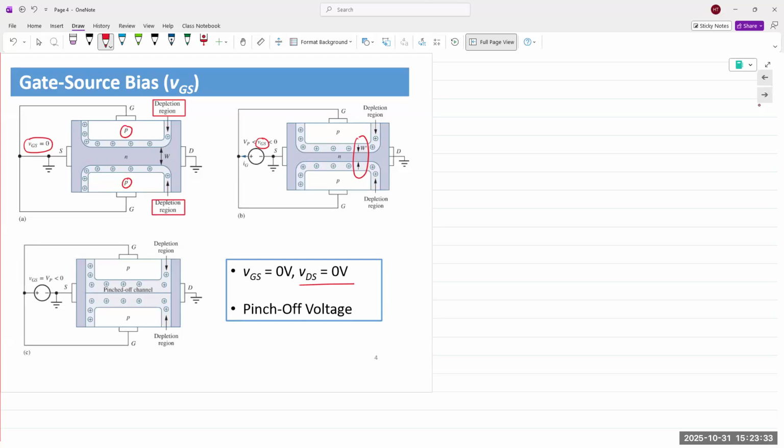So the W here refers to the width of the channel. Depletion regions are increasing on both sides, and the width of the channel decreases. You keep increasing the VGS voltage until both depletion regions merge together. When both depletion regions merge together, the channel no longer exists. And we say that the channel is pinched off.